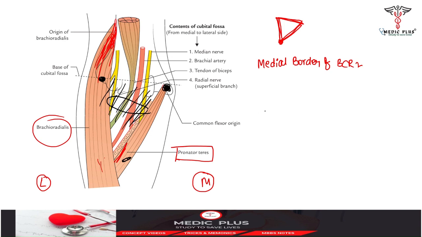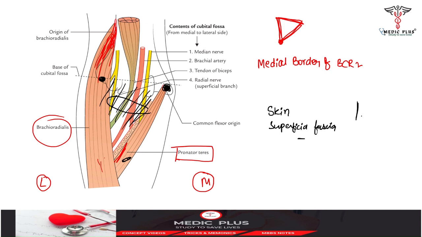First of all, the most superficial is the skin. If you remove the skin, you can see the superficial fascia. The superficial fascia contains something important. First of all, veins. Which veins? The cephalic vein, medial cubital vein and basilic vein. Here is the arrangement like that.